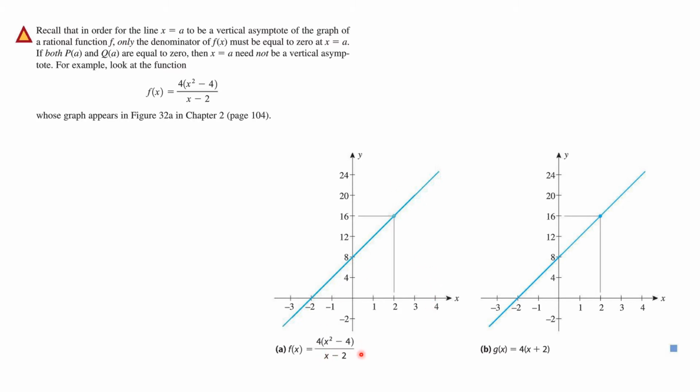But if we're finding the limit here, we would factor the top, so this would be 4 times x plus 1 times x minus 2. And you see in the limit process the x minus 2's would cancel, and so this function would be what the function would be except at the point 2, and there we're going to have a hole. I know we've talked about this before when we studied limits.